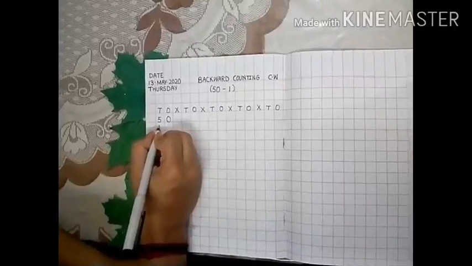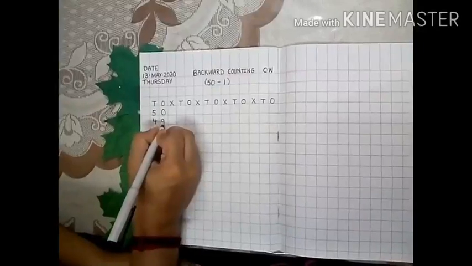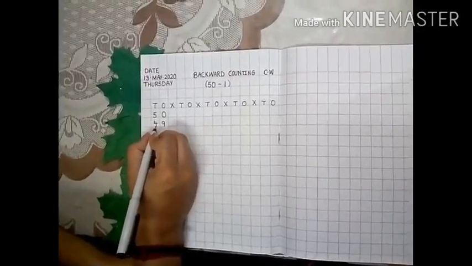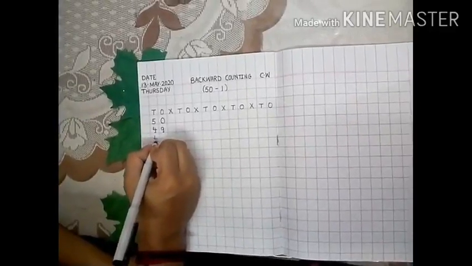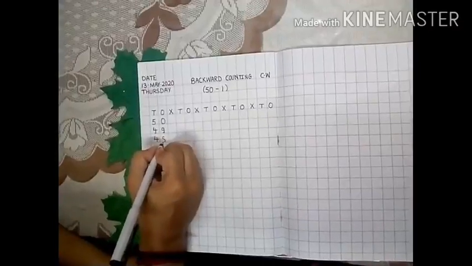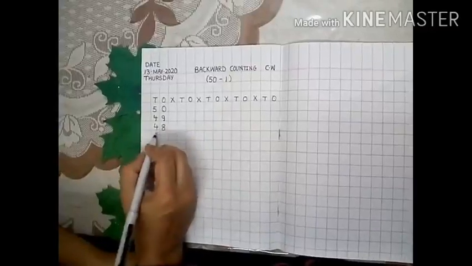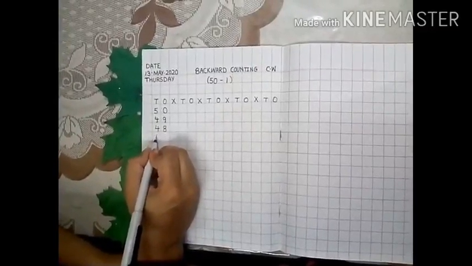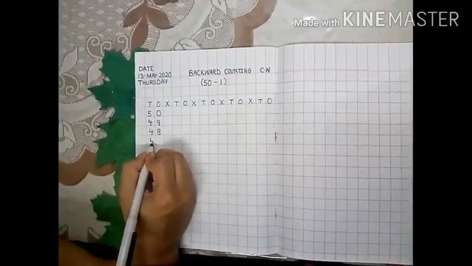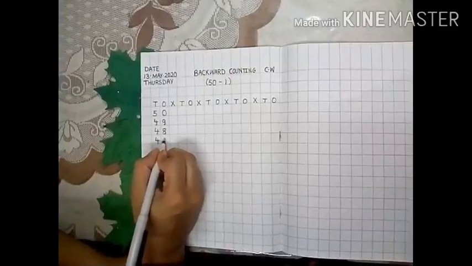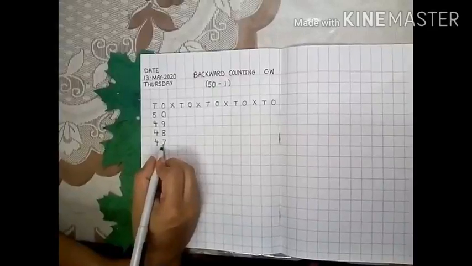Slowly, slowly. 49, 48. Remember, you have to touch the bottom line, okay? 48. Then 47, 47.